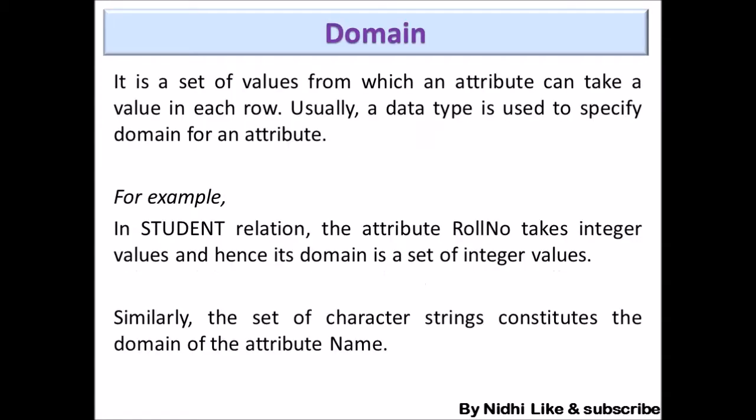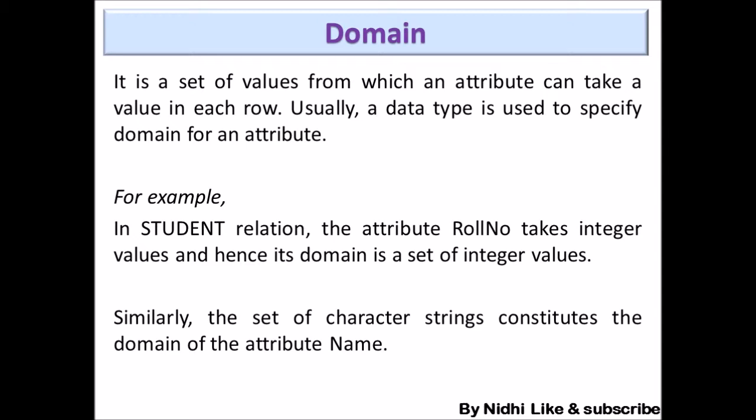Domain means, when we are creating a table, we define the data type. Data type means what types of value it will hold. So you can say the set of values from which an attribute can take value in each row is known as domain. Maths students, if you have done the chapter on sets and relations, you have studied the domain there. That domain and this domain are the same. This concept is taken from maths also. So domain means the set of values from which an attribute can take value.